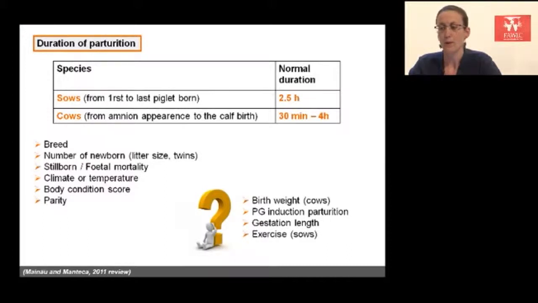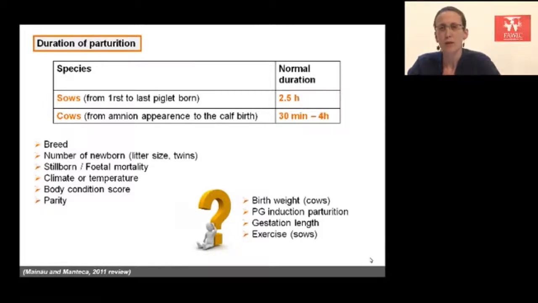This last factor is important because the current European legislation on pig welfare makes it obligatory now that sows are allocated in pens during gestation. So there is some evidence that allocating sows in pens during gestation increases their muscular tone and leads to shorter parturition.